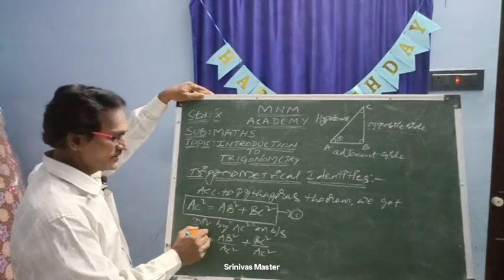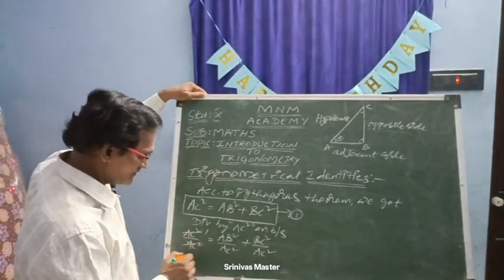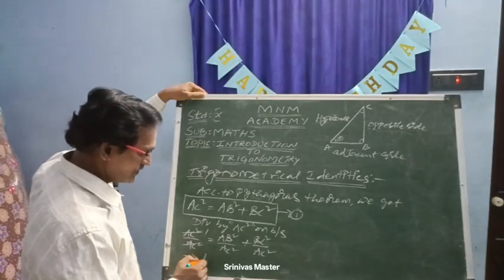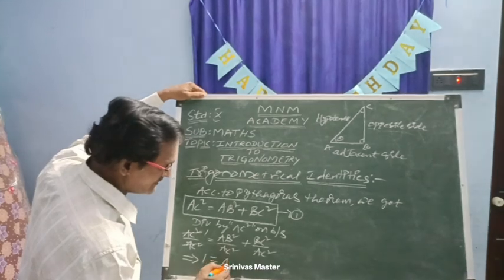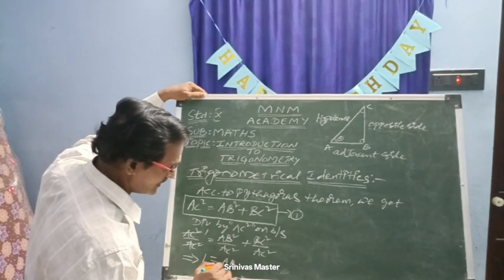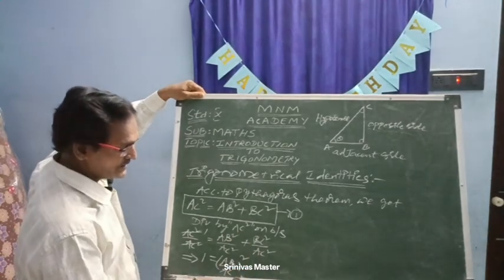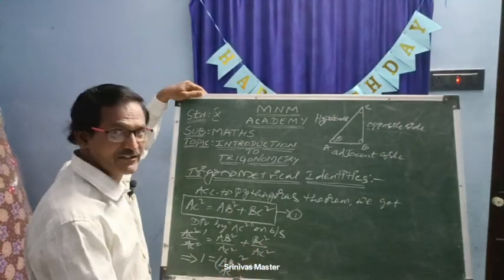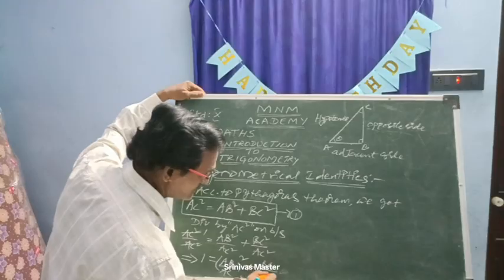AC square in AC square, how many times? One time, cancel. So the equation can be written as 1 equal to AB square by AC square, which you can write as AB by AC whole square, plus BC square by AC square, which is BC by AC whole square.